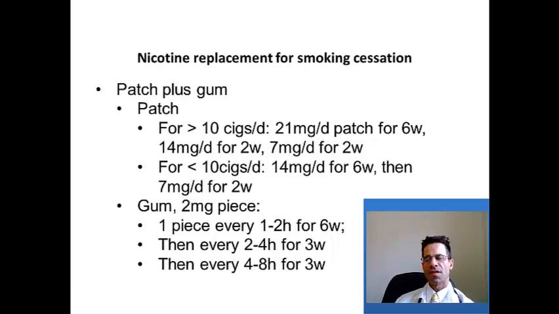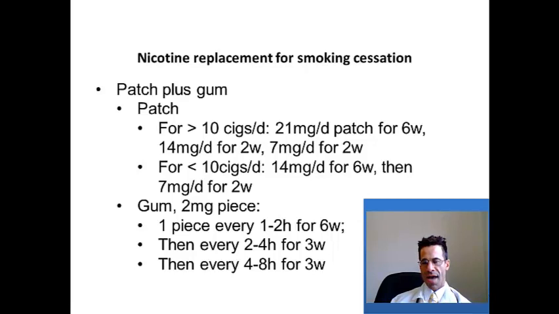So if the patient is smoking more than 10 cigarettes per day, it's recommended that you start with a 21 milligram patch per day, and they just wear this for 24 hours and then replace it with the next patch. They do this for 6 weeks. Then the dose is decreased to 14 milligrams a day for two weeks, and then 7 milligrams a day for 2 weeks. If patients are smoking 10 cigarettes or less, then we'll start at a 14 milligram per day patch for 6 weeks, and then we'll do 7 milligrams per day for 2 weeks.